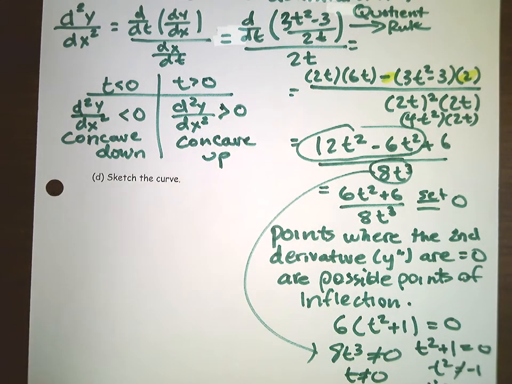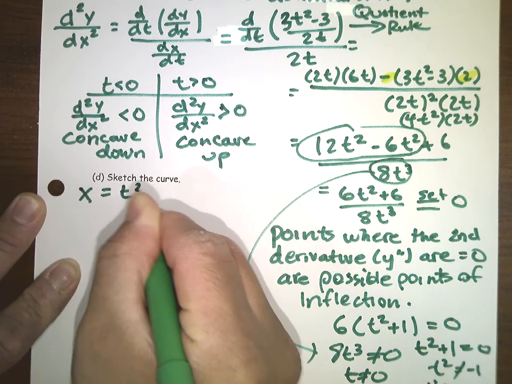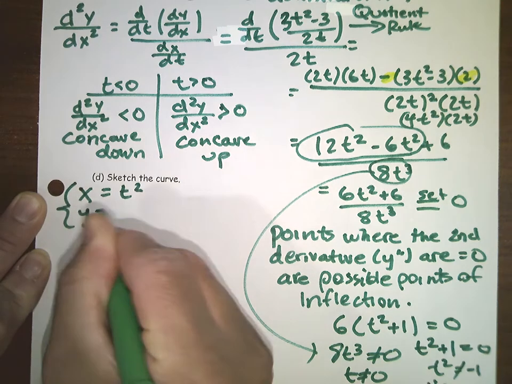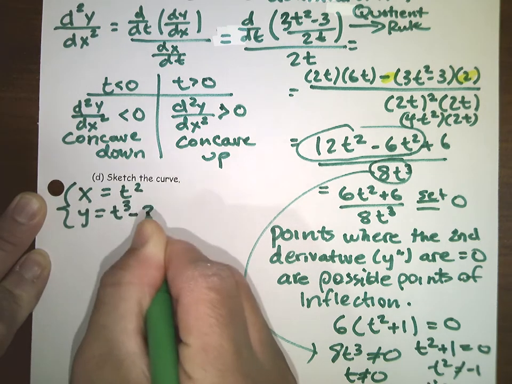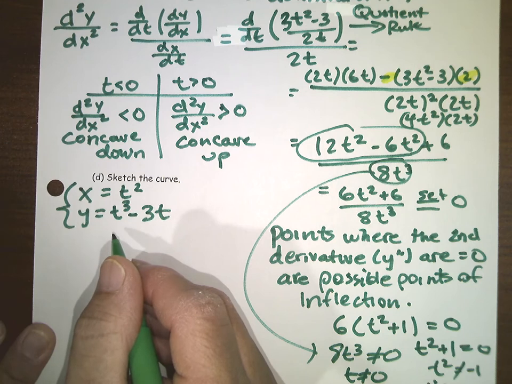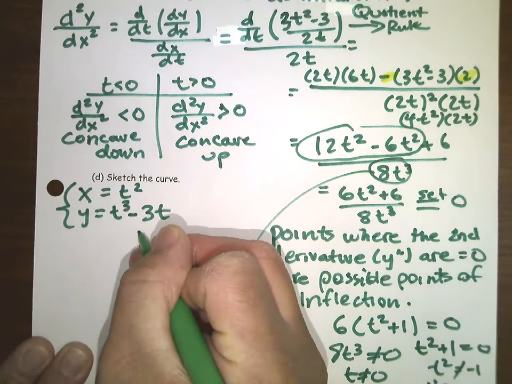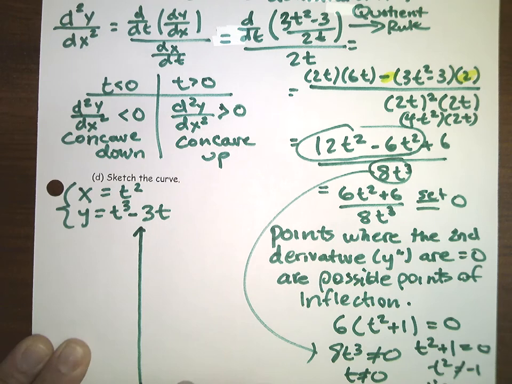All right, so now let's go ahead and try to sketch the curve. Remember that the curve was x is equal to t squared and y is equal to t cubed minus 3t. So what are we going to do here? All right, so here is the graph here.